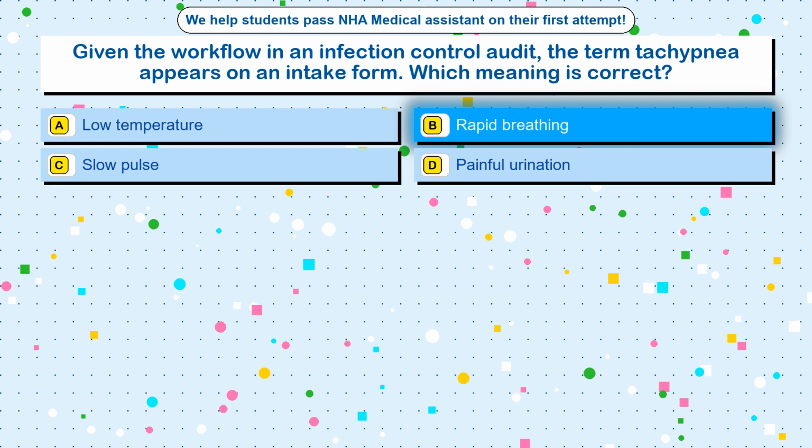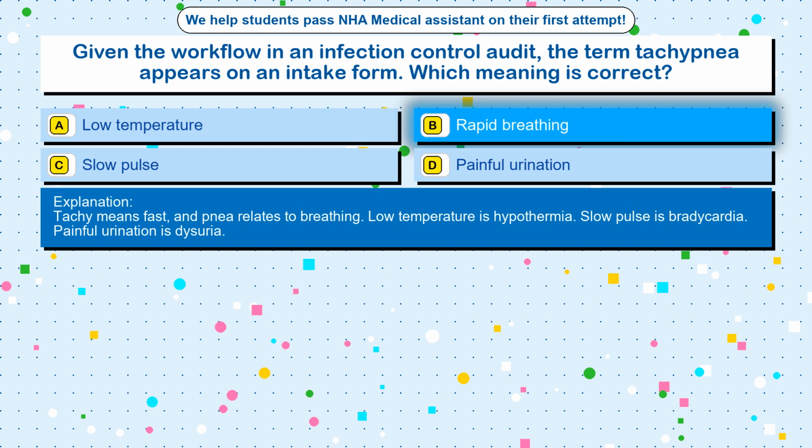Rapid breathing. Tachy means fast, and pnea relates to breathing. Low temperature is hypothermia. Slow pulse is bradycardia. Painful urination is dysuria.